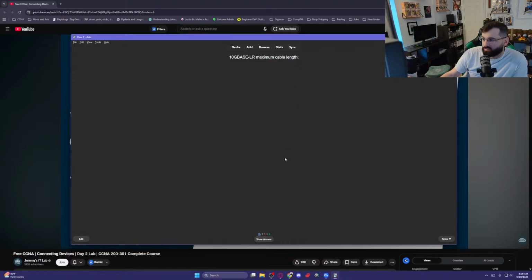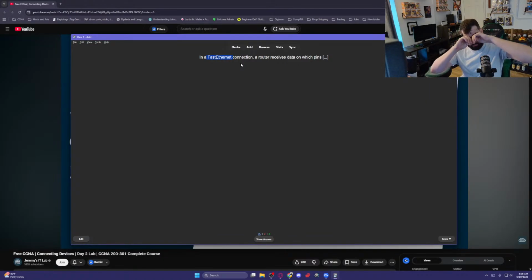Okay, that's fiber. The LR is fiber. I think it's 5 kilometers. 10 kilometers. Okay, in the fast Ethernet connection, a router, and if... I understand now. So we have Ethernet, fast Ethernet, things like that. Okay, I didn't realize. I understand the assignment now.